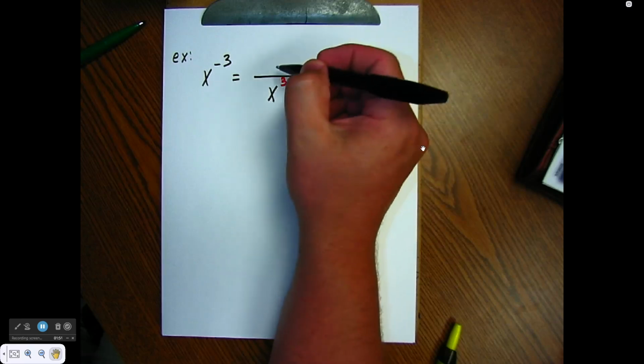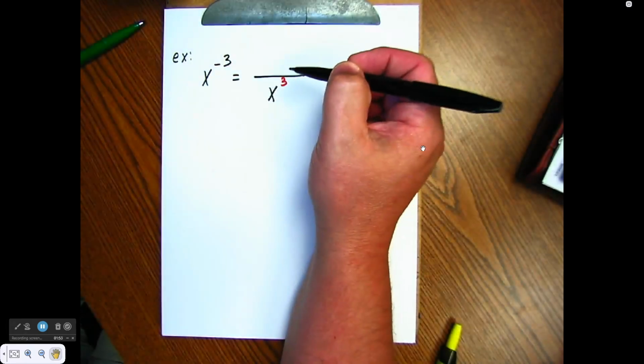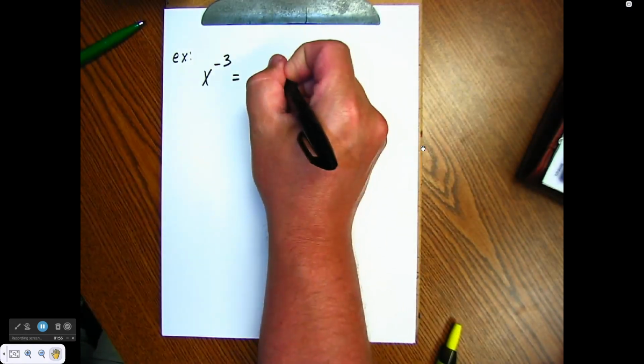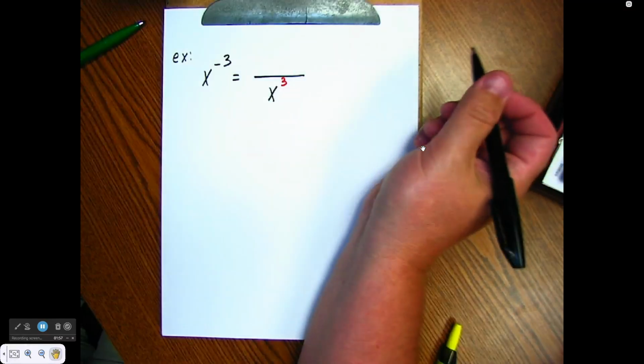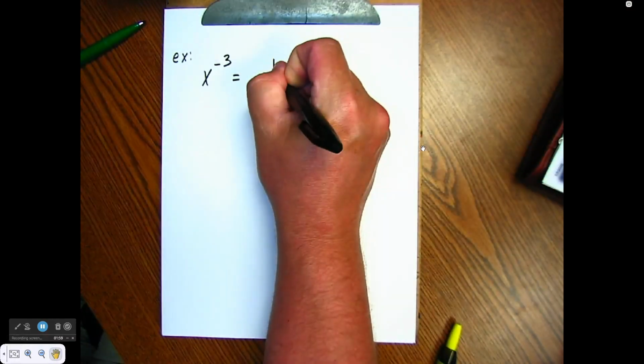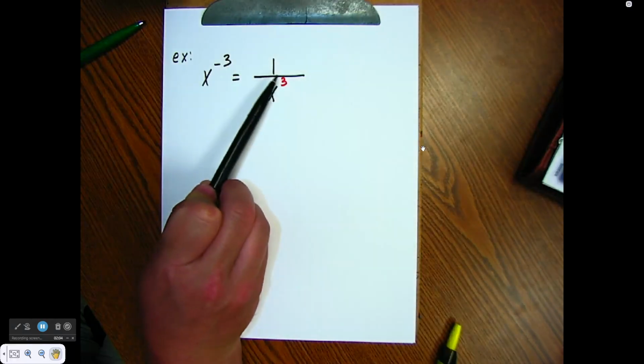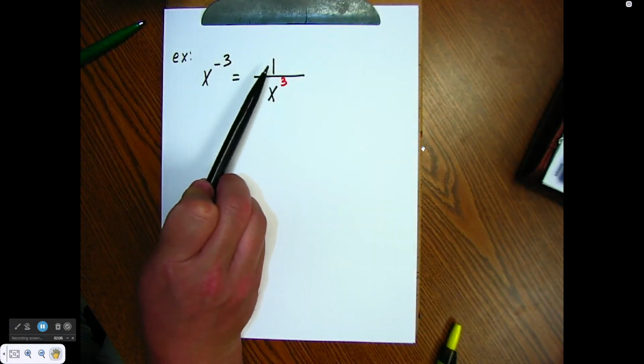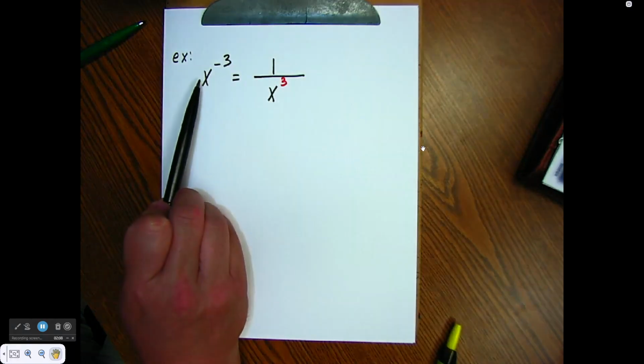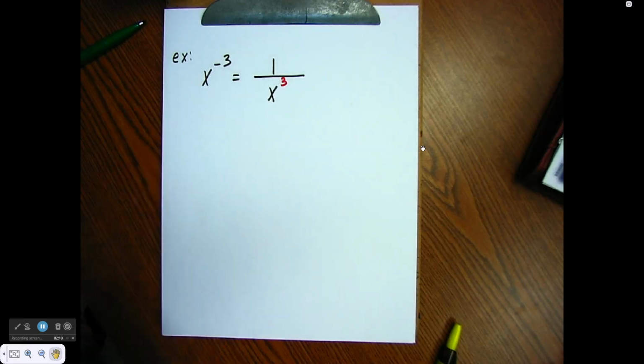But I can't just show nothing on top. I can't just leave it blank. No, you're not going to put a 0 up there. There is an understood 1. Why? Because that 1 that I'm showing right here on top in the numerator is the understood 1 that's in front of this x.